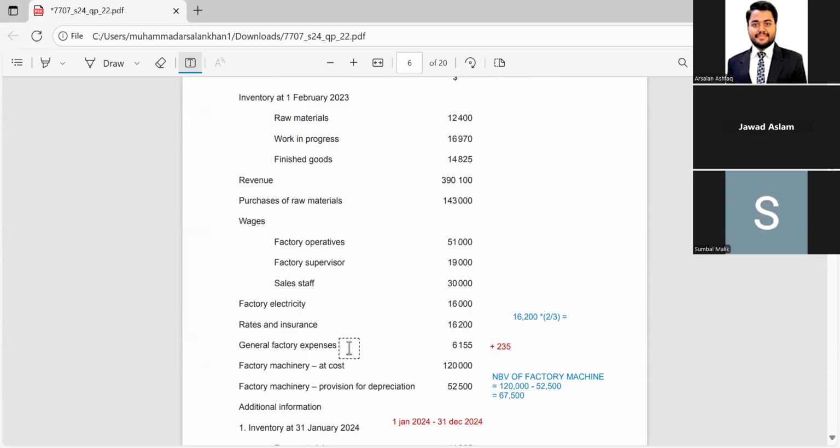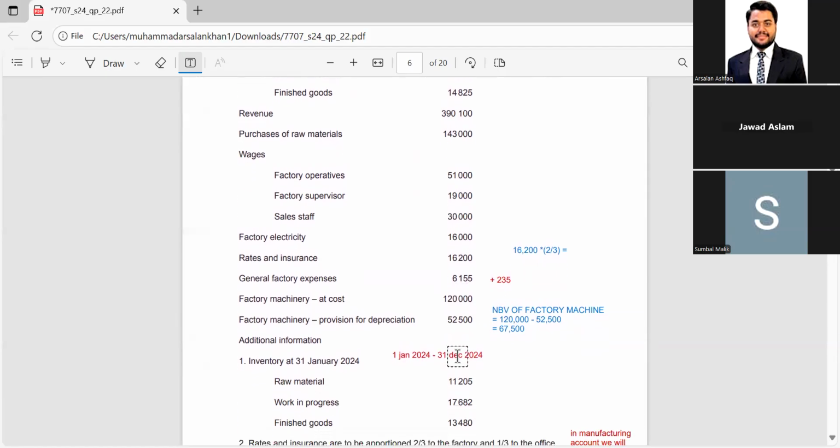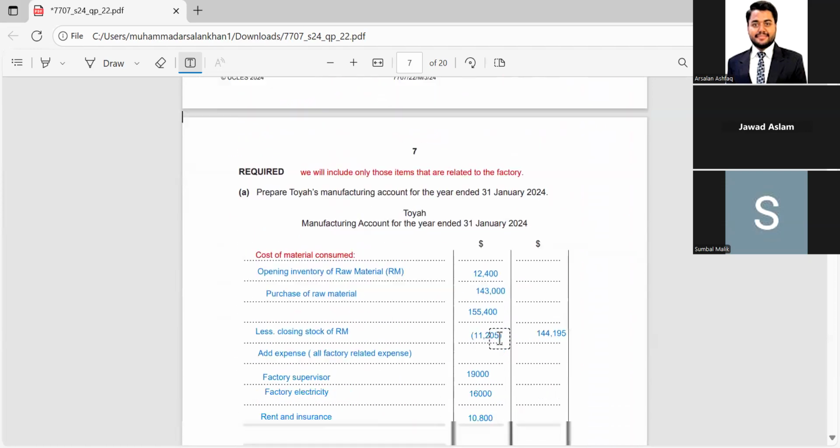Then I took general factory expense in which one adjustment was there. I had to add this unpaid amount, 235 and 6155, and took this expense. Then I was given the rate of depreciation of factory machinery of 25% using the RBM method. In RBM, we take the net book value, 1,20,000 minus 52,500, which is 67,500, and multiply it with 25% to get the depreciation on factory machinery. These were the adjustments which I did.